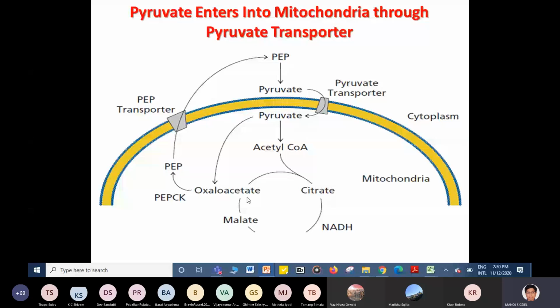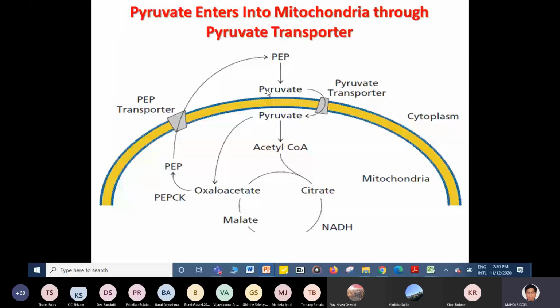And in the process of gluconeogenesis, this pyruvate also participates. With the help of pyruvate carboxylase, it will give oxaloacetate, and this oxaloacetate, with the help of PCK, that is the phosphoenol pyruvate carboxykinase enzyme, will form phosphoenol pyruvate. This phosphoenol pyruvate has a transporter, and it will go to the cytoplasm and go through the backward reactions, resulting in the formation of glucose. That is the process of gluconeogenesis focused on here. But the main point is that this pyruvate will be carried inside the mitochondria and converted to acetyl-CoA.